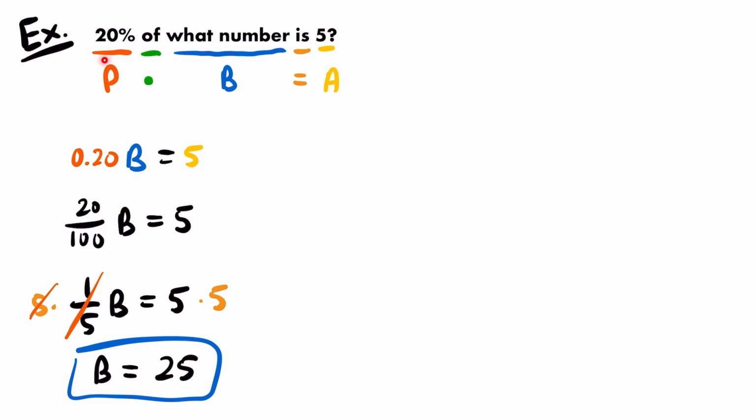20% of 25, the base, is 5. 25 is the whole number, and 5 is part of that whole number. Specifically, it is 20% of that whole number of 25 that we found. And so that's it. We have now solved this problem, which means that we have now answered all 3 of the questions from the beginning of this lesson.